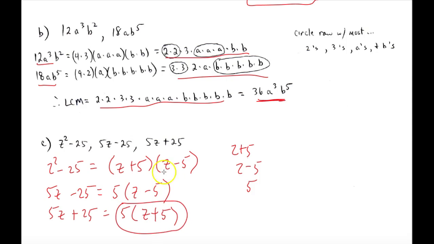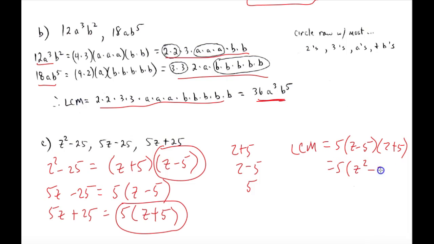Okay. And so the z minus 5, we will go here. So we're taking care of all those. And so our LCM now is just 5 times z minus 5 times z plus 5. Which if we multiply that all out, it would just be 5 times z squared minus 25, which would be 5z squared minus 125.